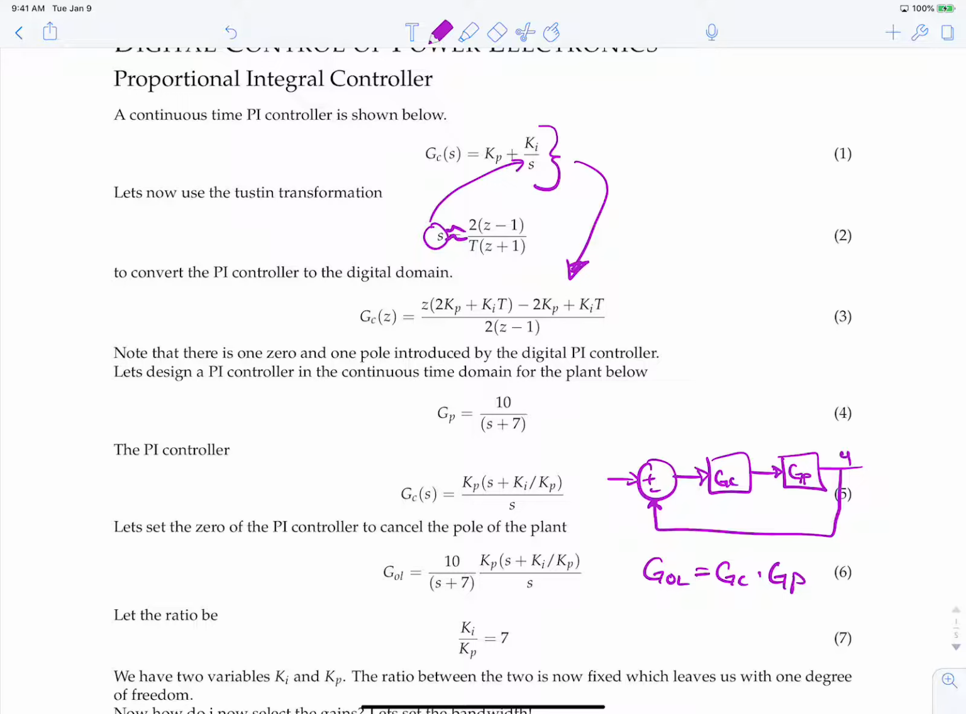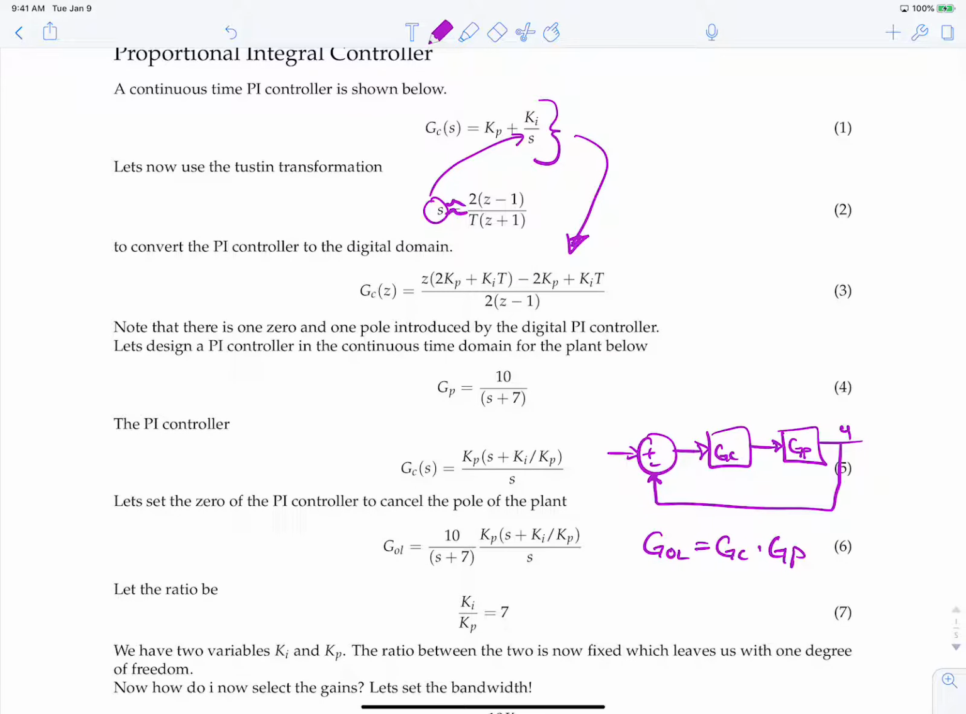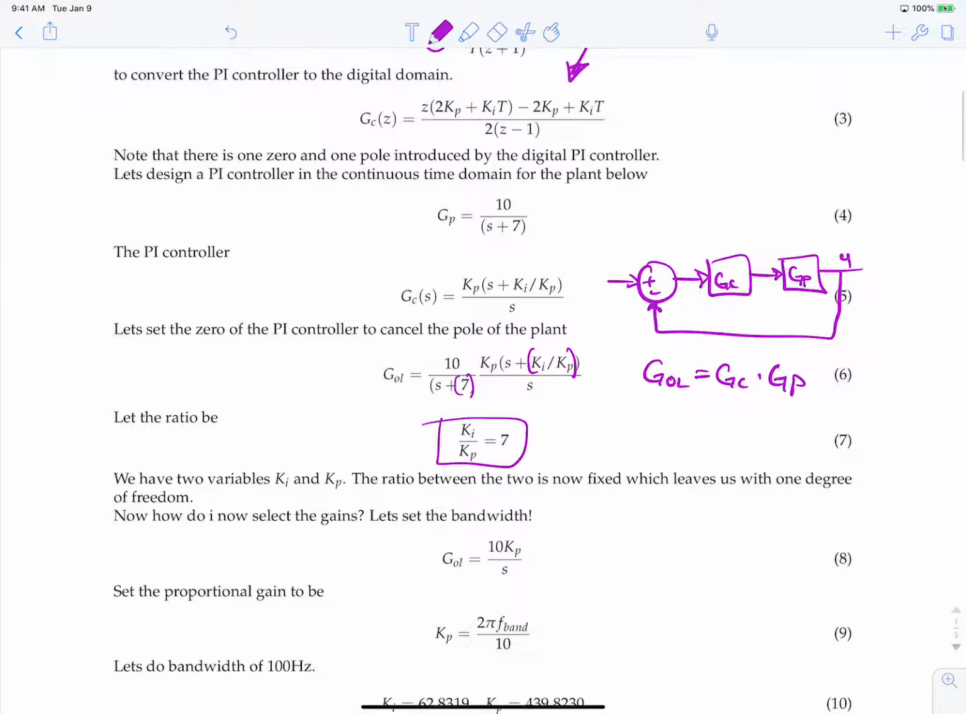Now, to make this simple for now, we're going to look at a bunch of different values later, but I'm just going to essentially make the 0 of the PI controller, which is this value here, equal to 7, so that we have a pole-0 cancellation. So I'm going to make Ki by Kp equal to 7, and that's stated here in equation 7. If I do that, then the 0 and the pole will cancel, and I'll be left with an open loop transfer function of this. Well, guess what? That's just simply an integrator now.